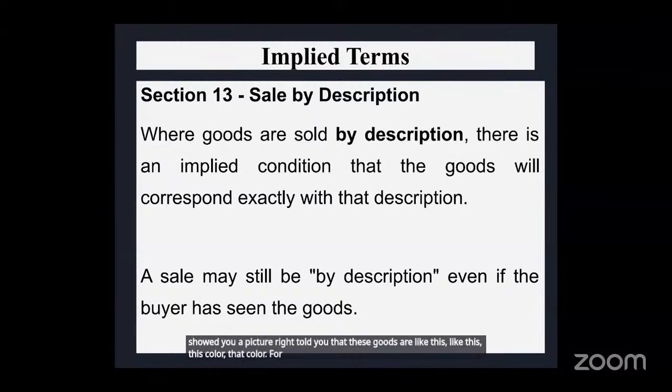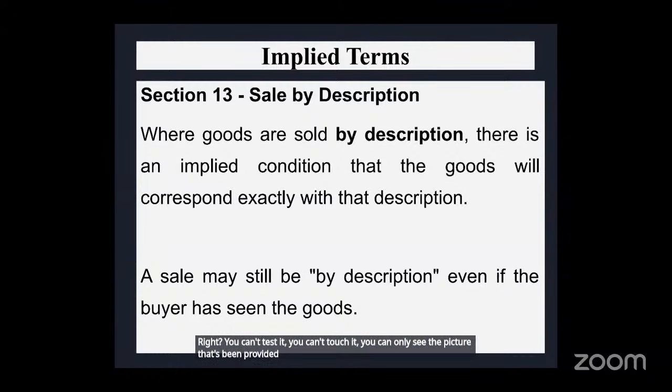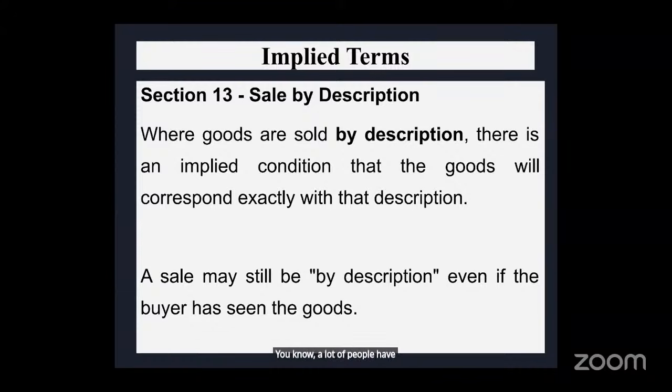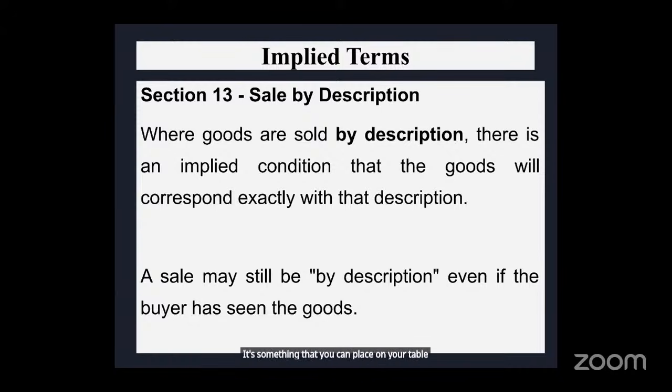For instance, goods sold by description is like when you buy something online, right? You can't taste it, you can't touch it, you can only see the picture that's been provided by the seller. And so your transactional decision is simply based on what the seller has described. You would find that there are so many instances of what I ordered and what I received. A lot of people have said that they bought a fridge or a freezer from Temu, only to realize that it's not a proper freezer. It's a decoration, something you can place on your table or on your shelf.